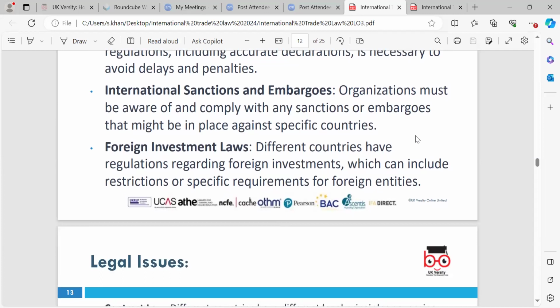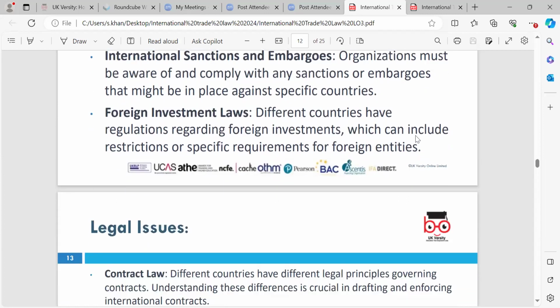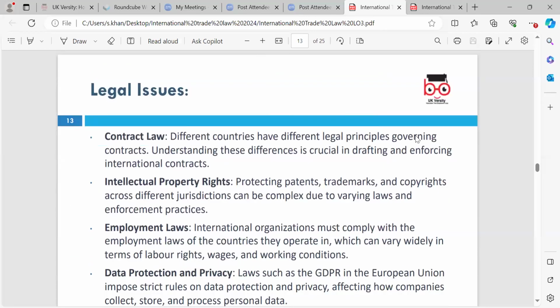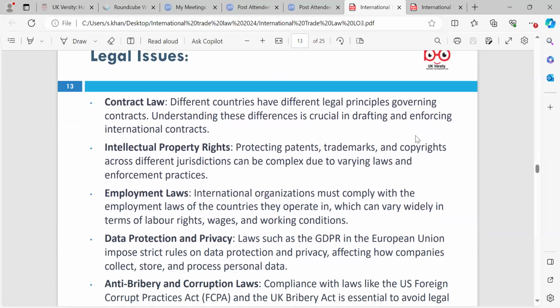We looked at foreign investment laws, restrictions and specific legal requirements for foreign entities. We looked at legal issues such as contract law, so the different principles within different countries. And it's really important that you are drafting and enforcing international contracts within the country that you are trading with. International property rights, so protecting patents, trademarks, copyrights.